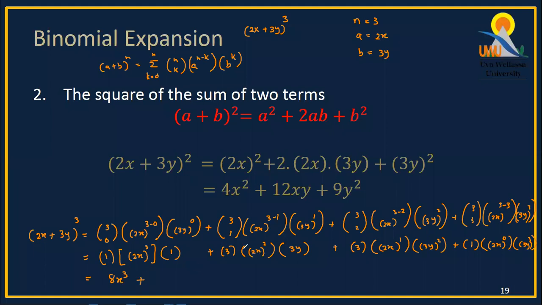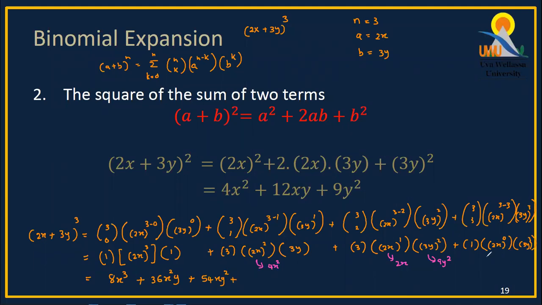For this part, we will get 4x squared. Then if you do the calculation, 3 times 4x squared times 3y: 3 into 3 is 9, 9 into 4 is 36x squared y. Then plus, for this part, here we get 2x, and here we get 9y squared. If you perform this calculation, 3 times 2 is 6, 6 times 9 is 54. So xy squared will be there.